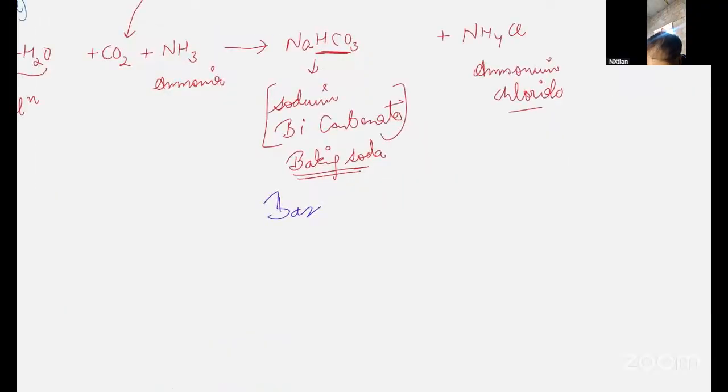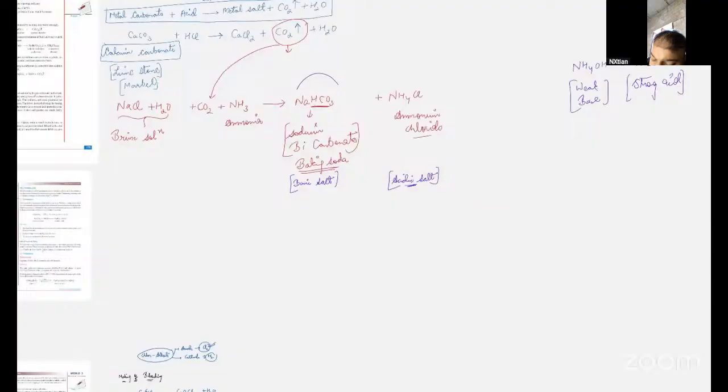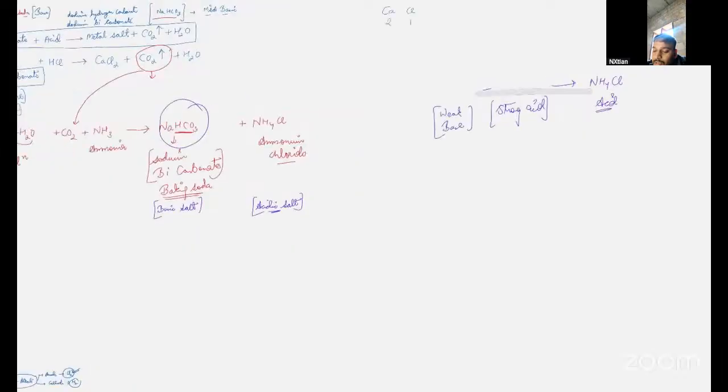I want you guys to understand that we get NaHCO3, which is sodium bicarbonate, which is a basic salt, and this ammonium chloride, which is called an acidic salt. And this baking soda we are using for the cake and everything. Got it?